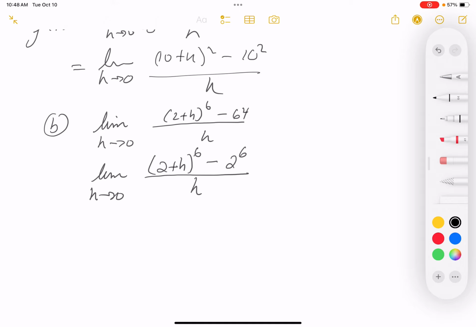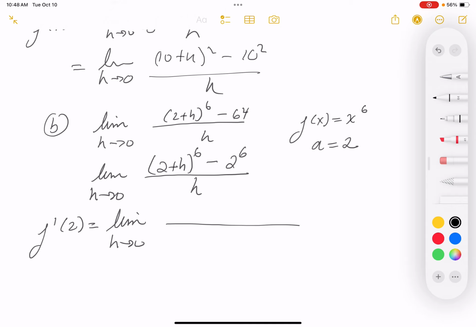Let me just check it out. 2 times 2 is 4, 8, 16, 32, 64. That does work out. And I'm looking at this thing and I'm saying, oh, f of x looks like x to the 6th power, and the a value looks like 2. So really what we're doing is f prime at 2. What would that be equal to? Limit h goes to 0. Well, let's write this down. It's going to be (2 + h)^6 minus 2 to the 6th power over h.